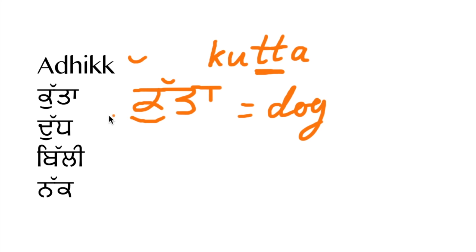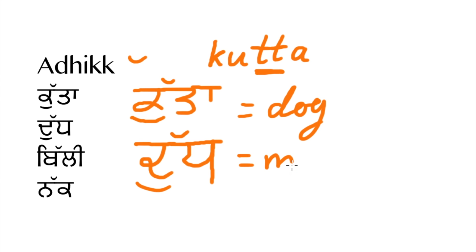So using the same principle, I'll explain the following words. We have a Dadda with the line underneath, an Adhikk, and then a Dadda, giving us the word dudd, which basically means milk. So dudd. Notice how the Dadda is being doubled.